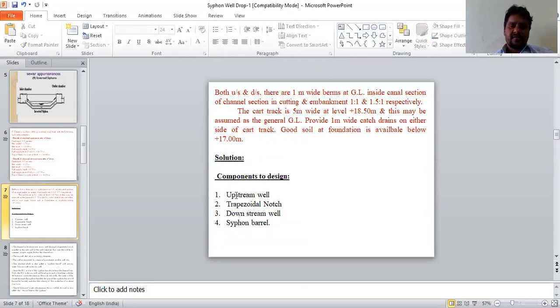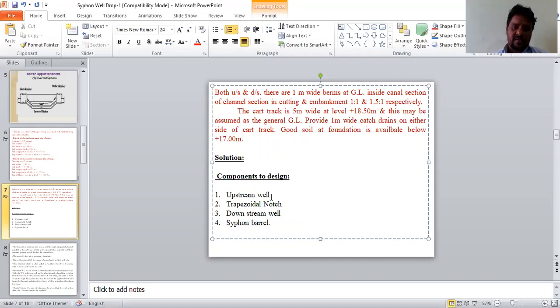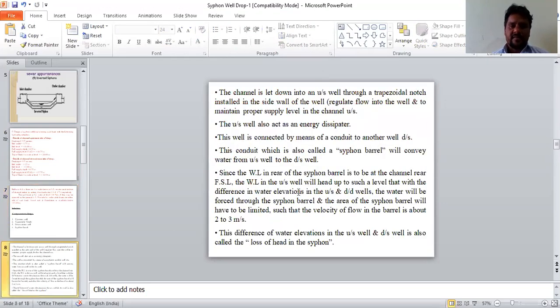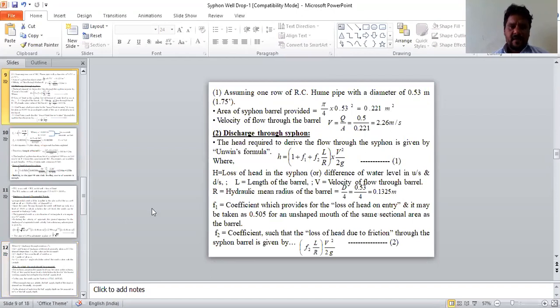Okay, components to design. What are the components we need to design? Upstream side well and trapezoidal notch fixed, everything I'll discuss. So downstream well, upstream well, then siphon barrel. That is siphon well drop, right? This is the description he has given. Okay, no need to go through it, so directly we'll jump.